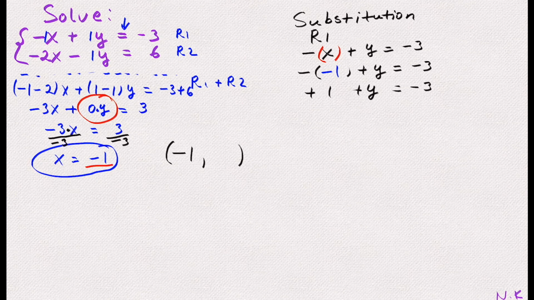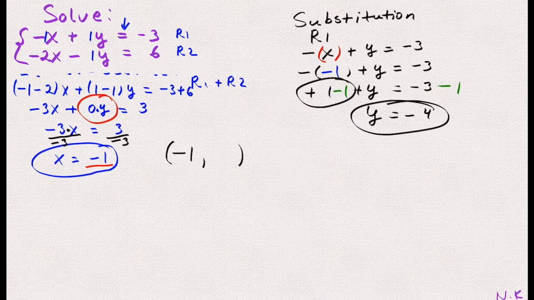Now we can solve for y. We are adding 1, so the opposite would be to subtract 1. Whatever we do to one side, we want to do the same thing to the other side of the equation. This adds up to 0. So we have y equals, same sign sum, and the sum would be negative 4. And we have our second value, negative 4.